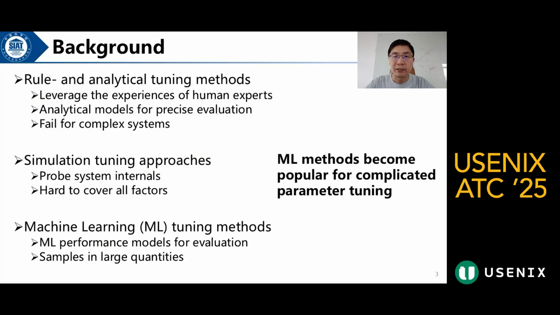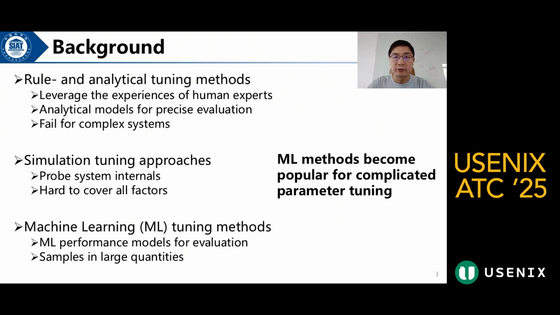There are various parameter tuning methods, where rule and analytical tuning methods leverage the experiences of human experts. Analytical models can be used for precise evaluation and parameter tuning. However, they fail for complex systems. Simulation-based tuning approaches probe system internals and help parameter tuning using simulations. But it is hard to cover all factors in simulations.